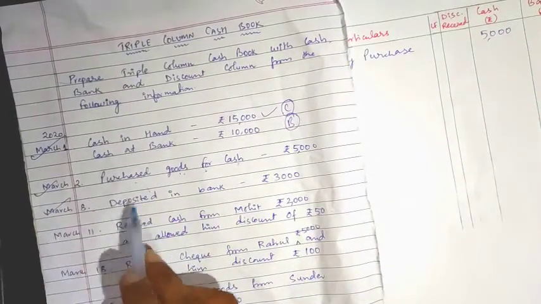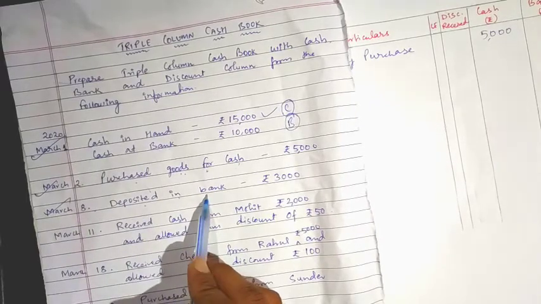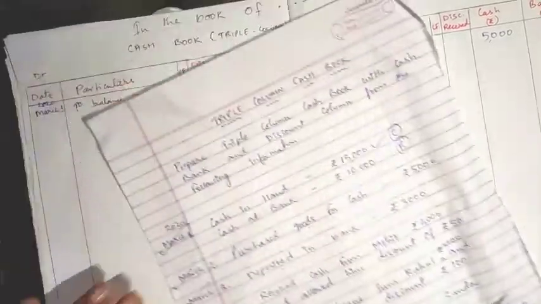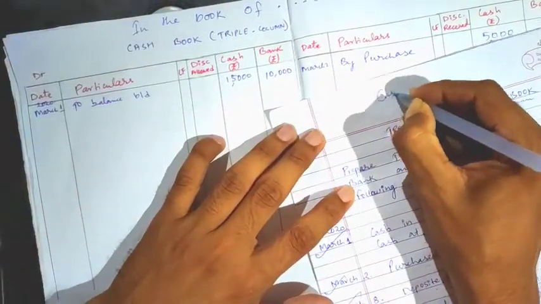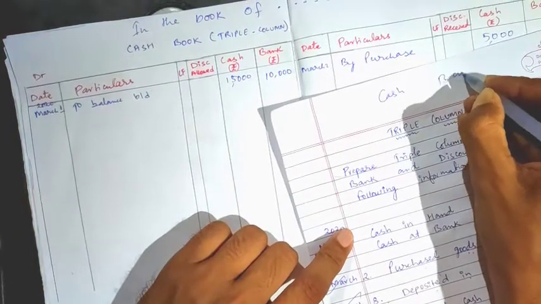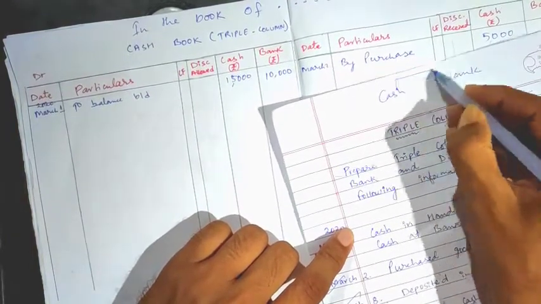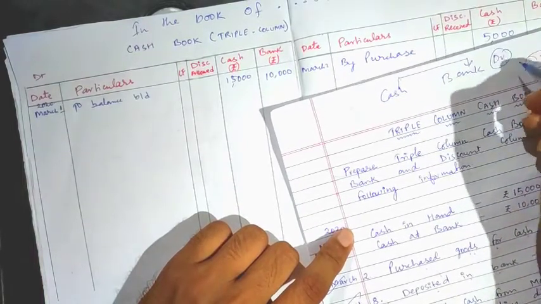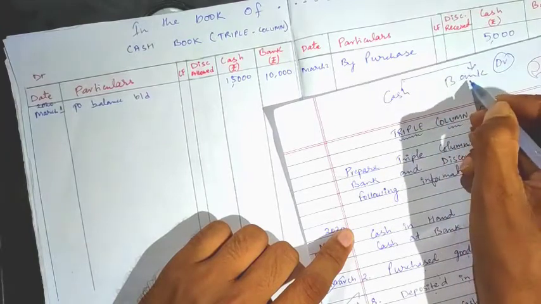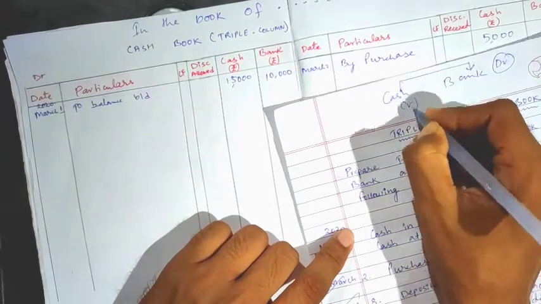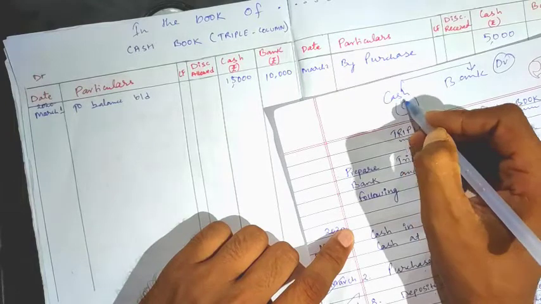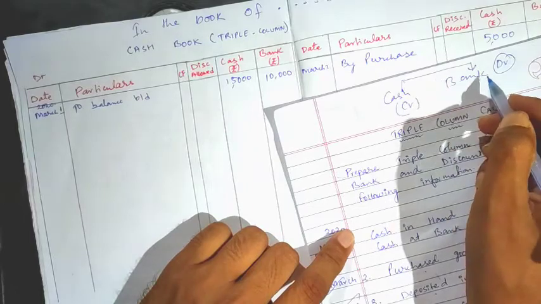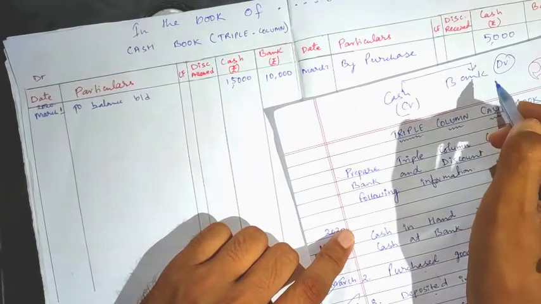Now number 8, deposited in bank. This is a very important transaction. Deposited into bank means cash is deposited into bank. So when cash is deposited into bank, what will happen? Bank increases, so bank will be debited. Now what will happen to cash? It will become credit, because cash is going out. So similarly, deposited into bank will have contra entry. Pay attention in this entry.